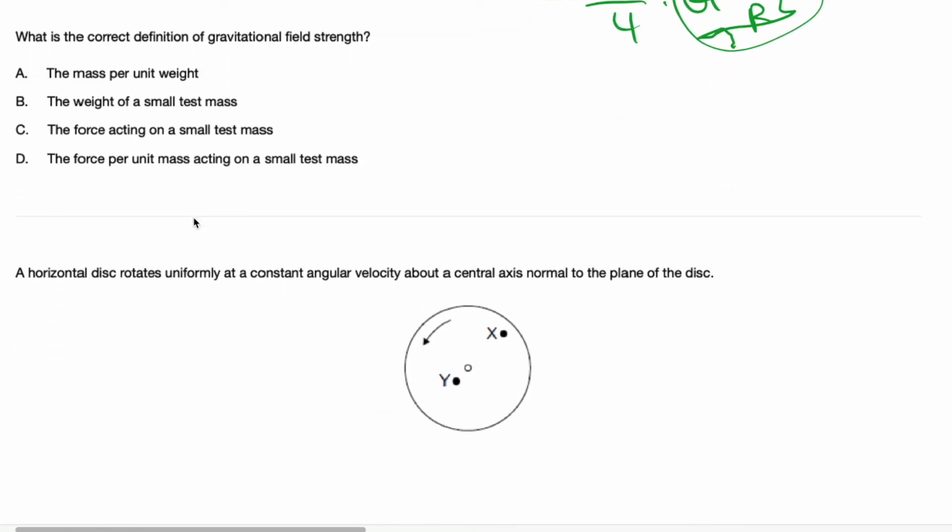What is the correct definition of gravitational field strength? So this is quite simple. You just need to know this. It's the force per unit mass acting on a small test mass.